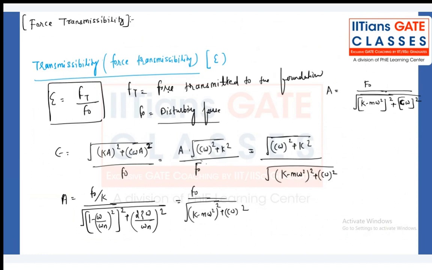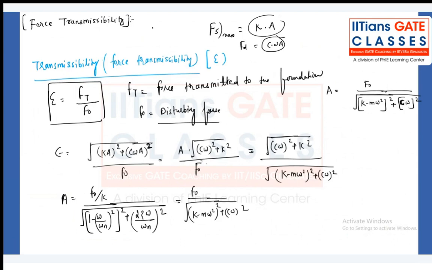I told you that the force getting transmitted to the foundation will be from the spring and the damper. What is the maximum spring force? K into X, where X is the amplitude A. What is the damping force? C into omega into A. How we are getting these formulas, I will discuss separately. No need to worry. Please make a note of it.